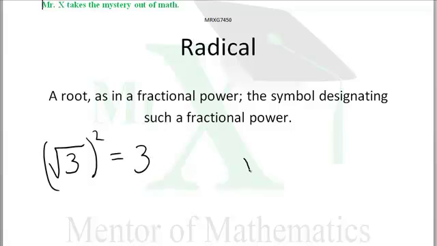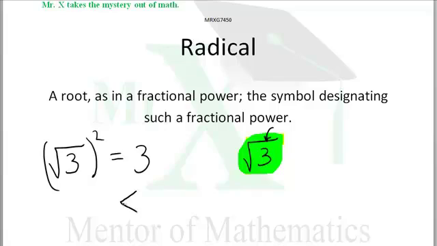Now, what's the square root? Is it the number itself, or is it the symbol it's under? Well, they're both. They're both the radical. We use radical to describe this guy, that symbol. We say the 3 is under the radical. That's one way we use the term radical. The other is to say this whole thing is a radical. The square root of 3 is a radical.